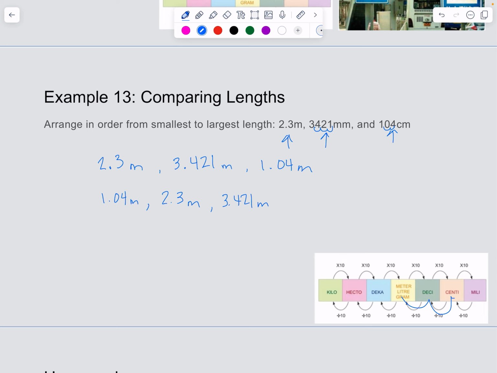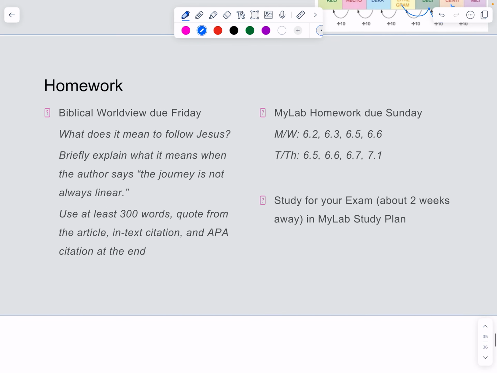But that's not where we end, because that's not what it gave us. So we have to put them back in. Now that they're in the right order, we got to put them back in the units they were given to us. 104 centimeters, then 2.3 meters, then 3,421 millimeters. There we go. All right, that's it for this section.